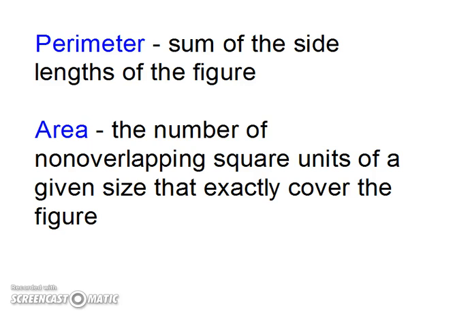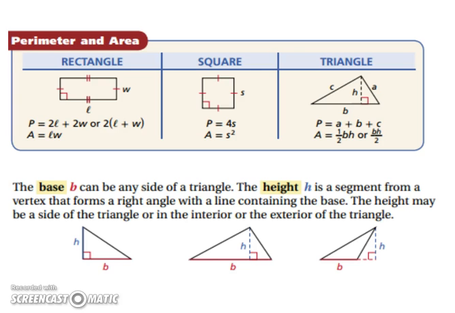Perimeter is the sum of the side lengths of the figure, and area is the number of non-overlapping square units of a given size that exactly cover the figure. So let's look at the perimeter and area of a rectangle, square, and triangle.